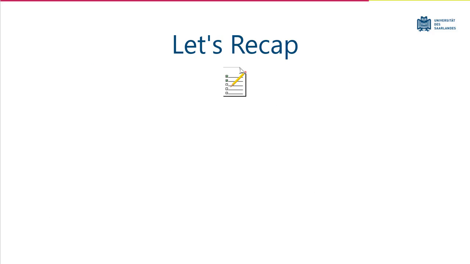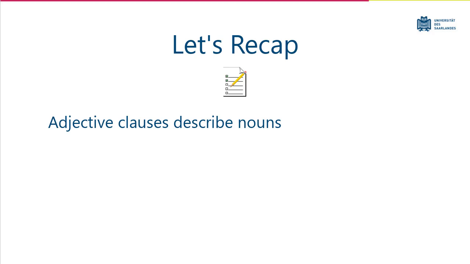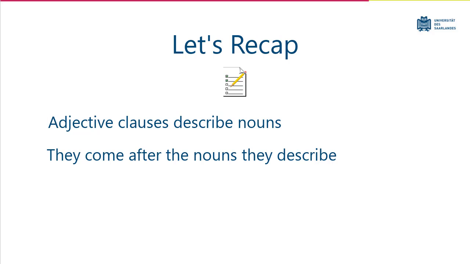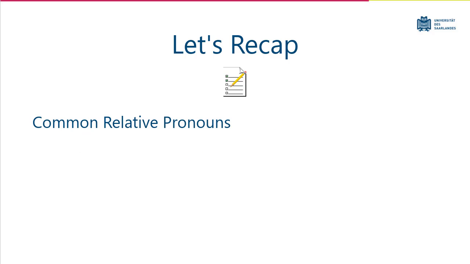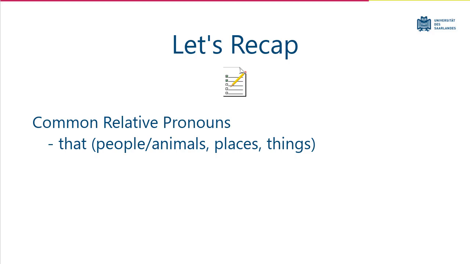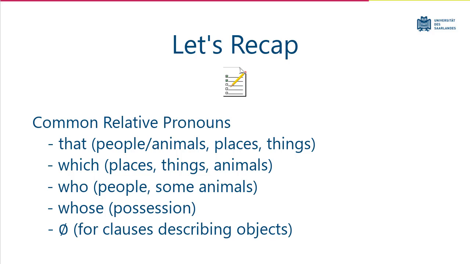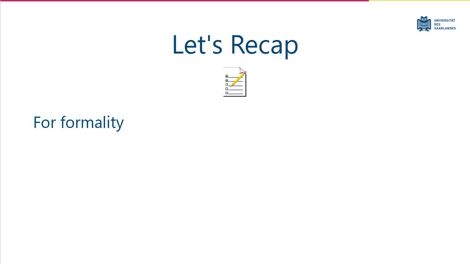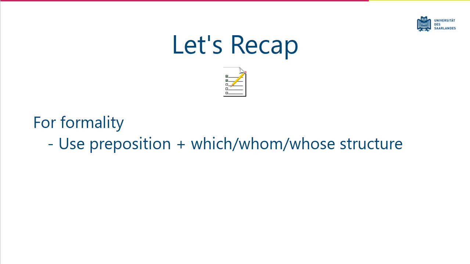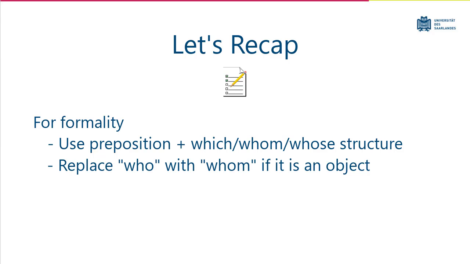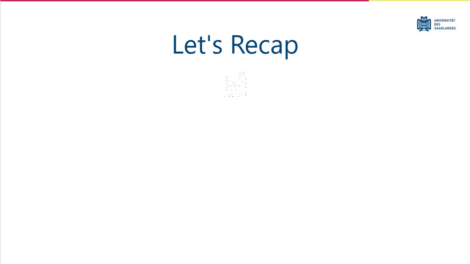But first, let's recap. Remember, an adjective clause describes a noun, just like an adjective does, but comes after the noun instead of before. The most common relative pronouns that begin adjective clauses are that, for people, places, and things, which, for places, things, and animals, who, for people and some animals, whose, to show possession, and no relative pronoun if the noun the clause is describing is an object in the clause. To boost formality, we can use the preposition plus which, whom, or whose formula to begin an adjective clause, and we can replace who with whom if it's an object in the clause.